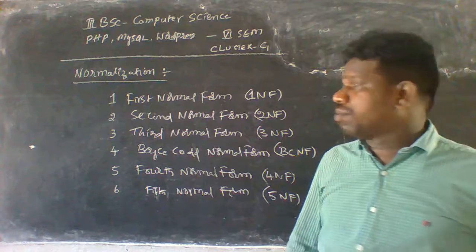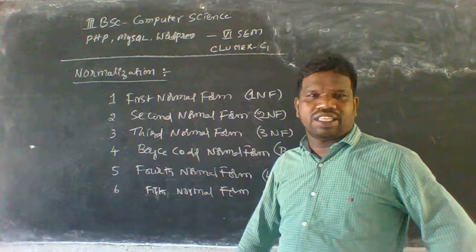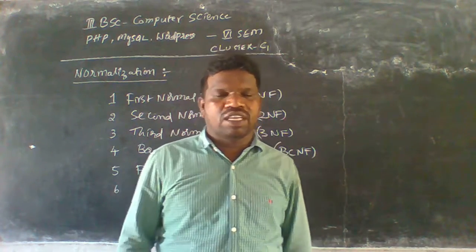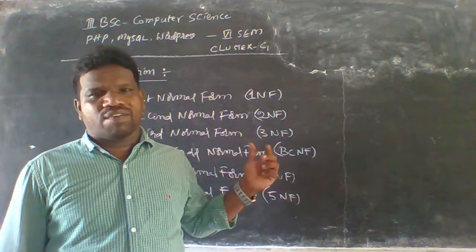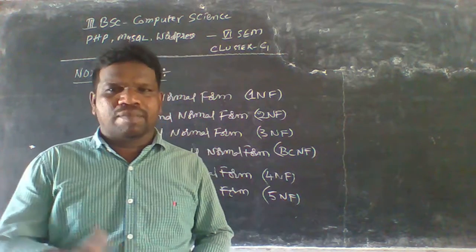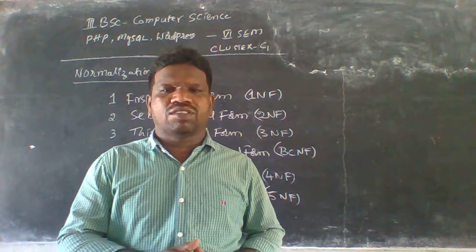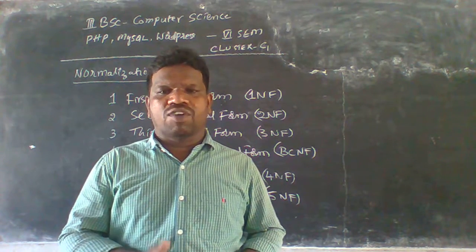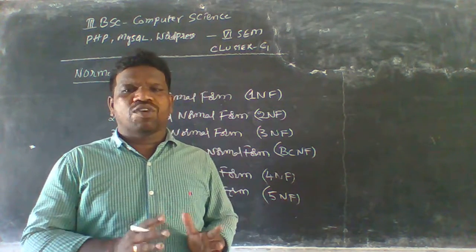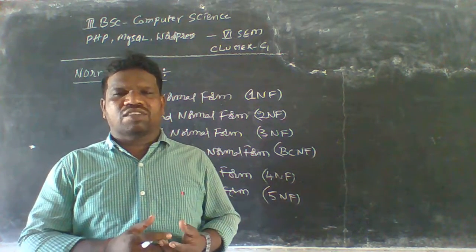Now I'm going to talk about the first, second, and third normal forms. Let me explain what we can perform in the first normal form and what we can perform in the 2NF. Some facts about database normalization: the words normalization and normal form refer to the structure of the database.